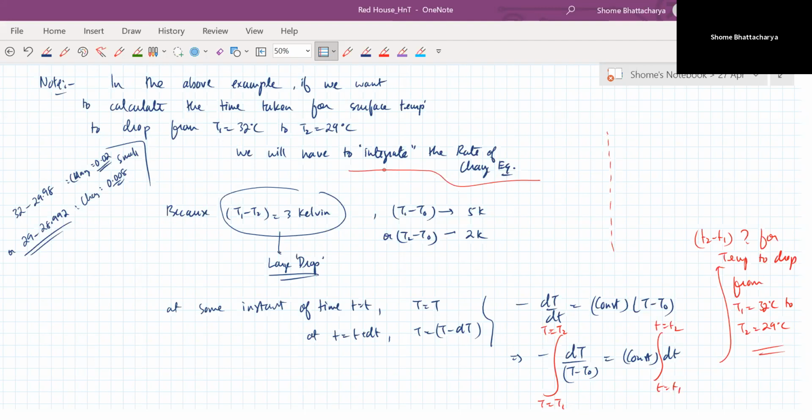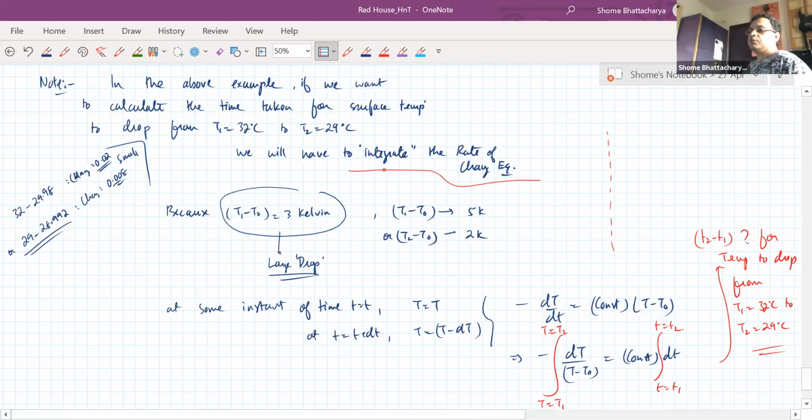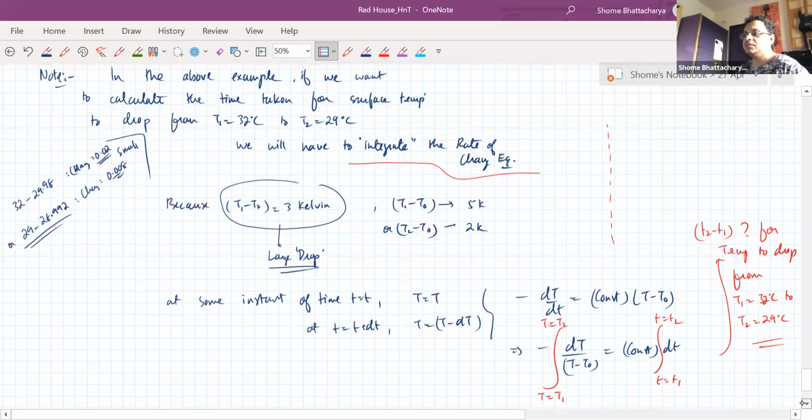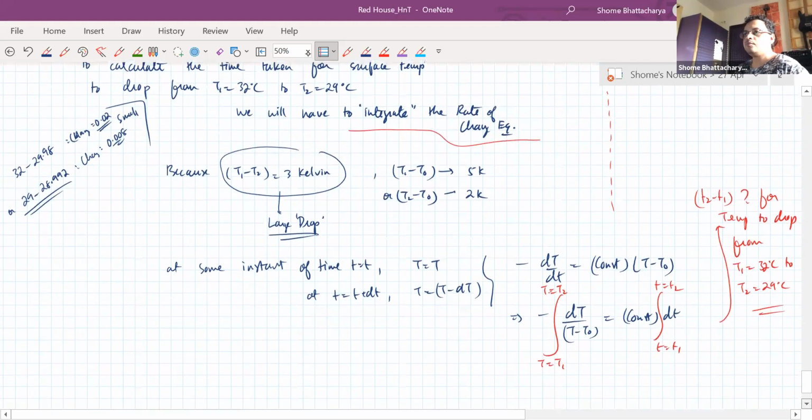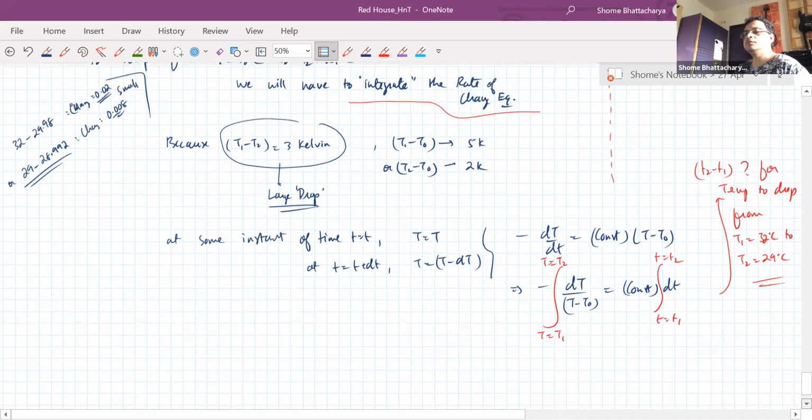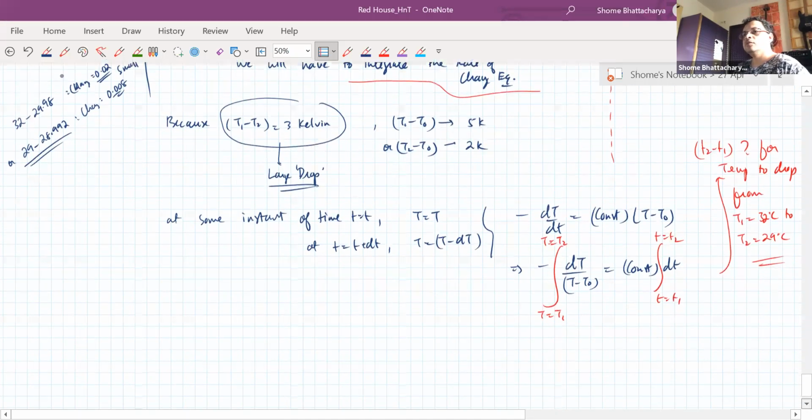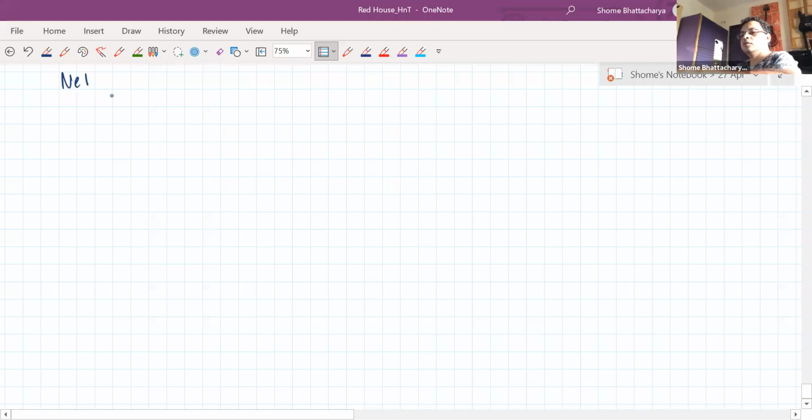Okay, so now we'll solve this differential equation not only for this particular question where we are finding out the time taken for the temperature to drop from 32 to 29, but as a general equation. So the second form of Newton's law of cooling is when we integrate the rate law to get the temperature as a function of time.